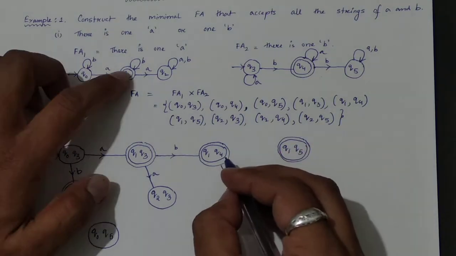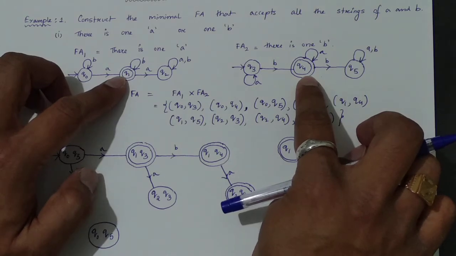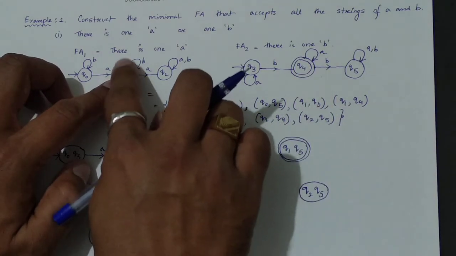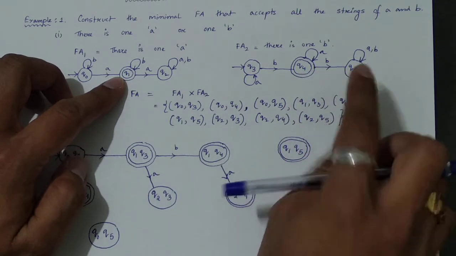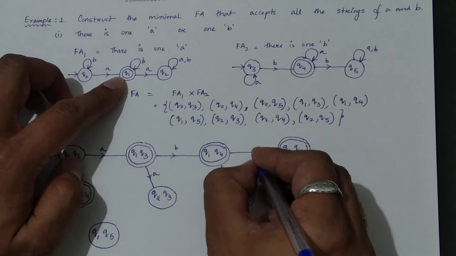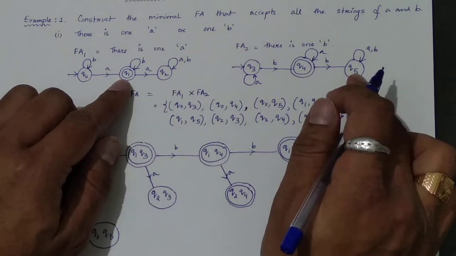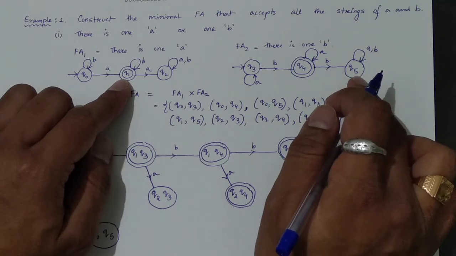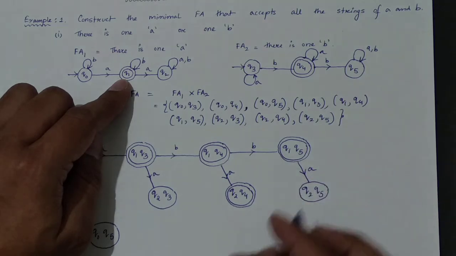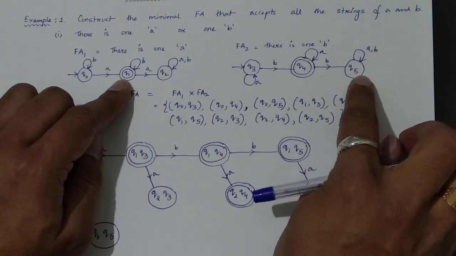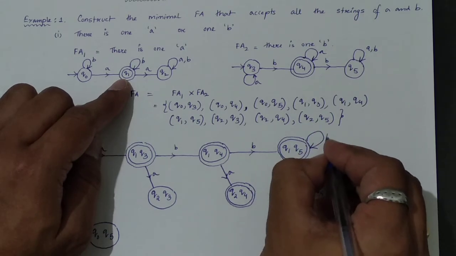Clear? Then Q1, Q4 on seeing B, where is it going? For Q1, for B it is going to Q1. For Q4, for B it is going to Q5. So it will be Q1, Q5. Clear? Now I am left with Q1, Q5. Q1, Q5 on seeing A, where is it going? Q2, Q5. Correct? See. Then Q1, Q5 on seeing B, where is it going? It is going to itself only. So there will be a self loop for B.